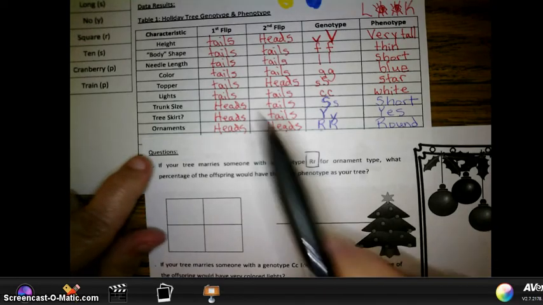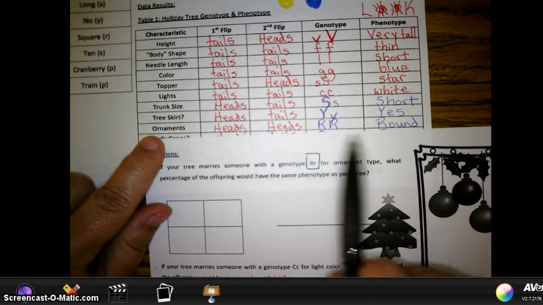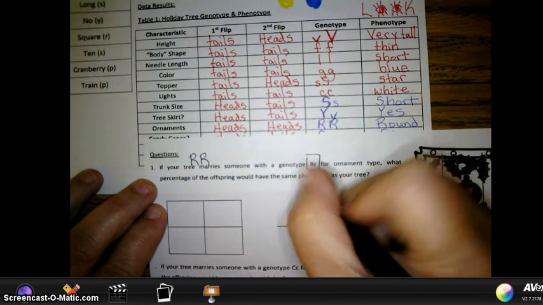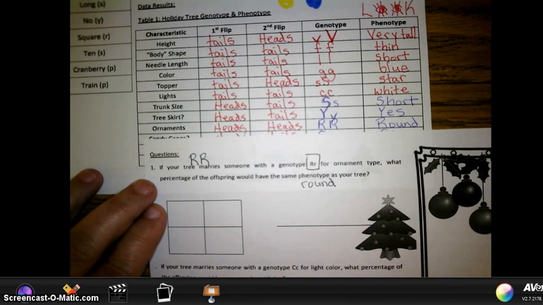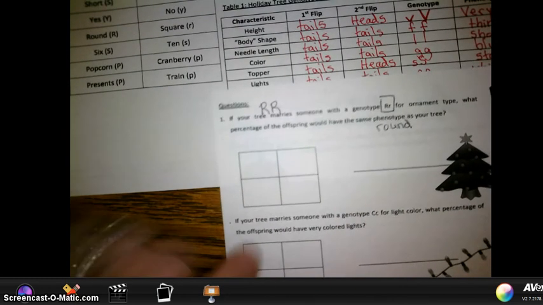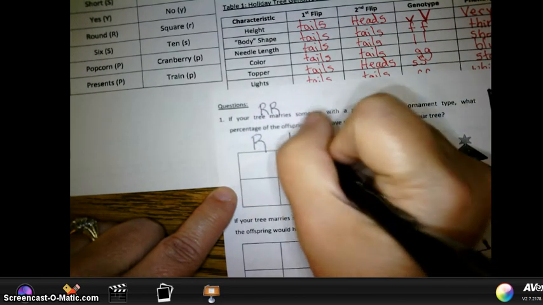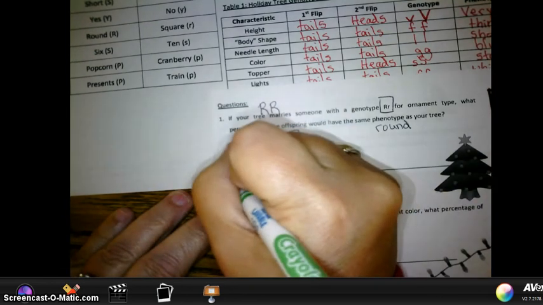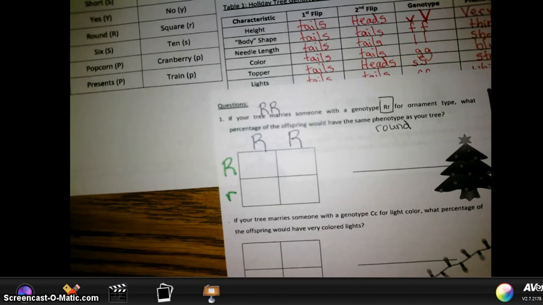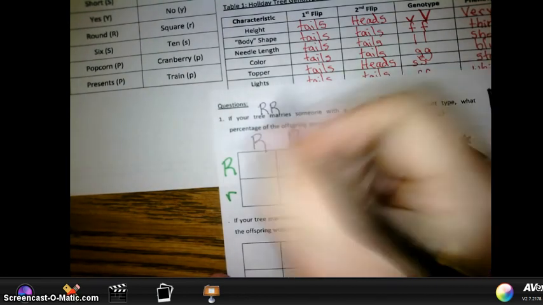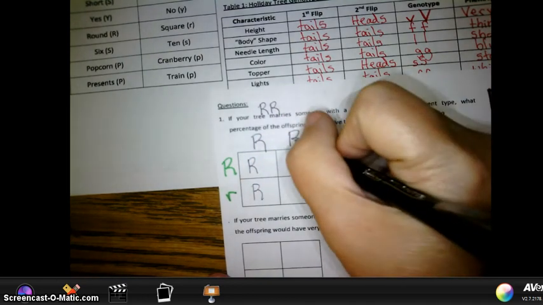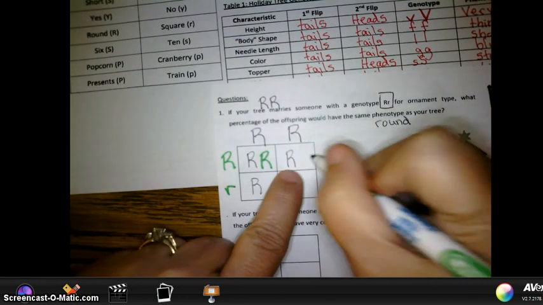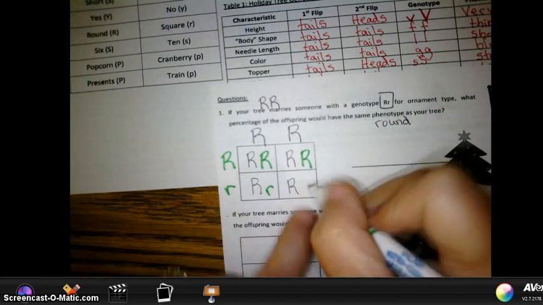Okay, so we have to go back to our table, find ornaments. We had a heads, so that was capital R. For our tree, we had capital R, and our tree's phenotype was round. So we're going to use that information to fill in this Punnett square. So we're going to put our tree at the top, and then we're going to put the one that it marries on the side. Okay, remember, it really doesn't matter. So we're going to take this trait and come down that column. This trait, we're going to come down that column. And then we're going to take this dominant trait and go across. And this recessive and go across.